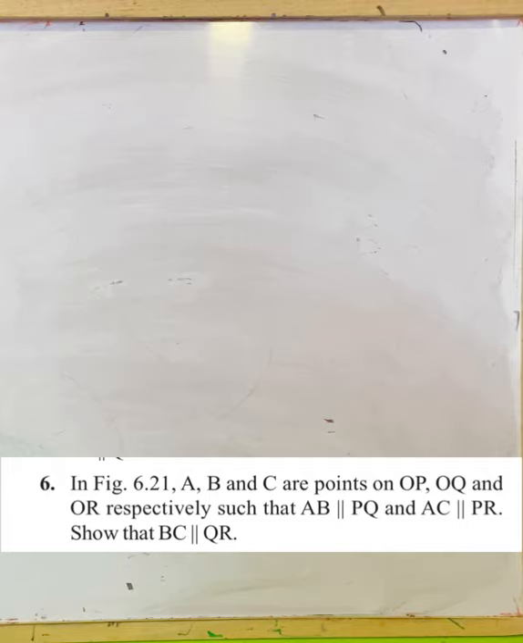Namaste. Let us do the remaining problems from exercise 6.2. Sixth question. In the figure, A, B, C are points on OP, OQ and OR respectively, such that AB is parallel to PQ and AC is parallel to PR. Show that BC is parallel to QR.